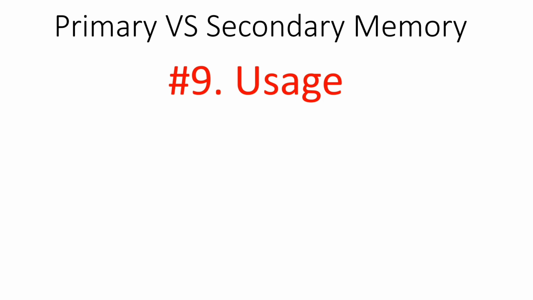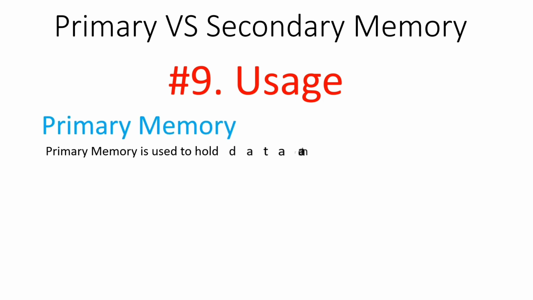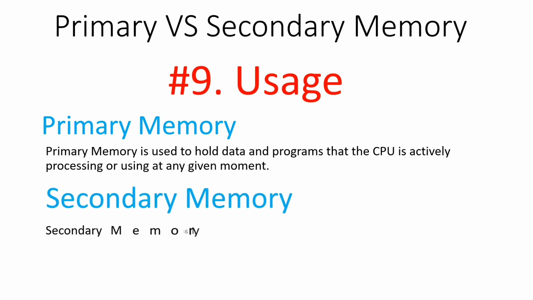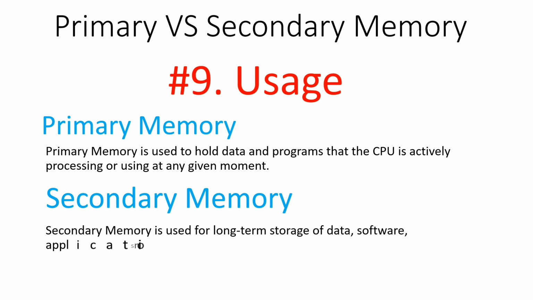Now let me tell you about the uses of primary and secondary memory. Primary memory is used to hold the data and programs that the CPU is actively processing or using at any given moment. So primary memory is used to hold or store the data and instructions that the computer is currently processing, whereas secondary memory is used for the storage of data and information for the long term. They store the data, software, applications, documents, and other media files permanently for the long term.